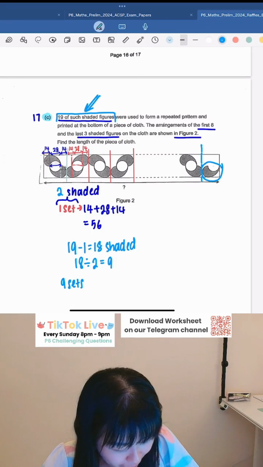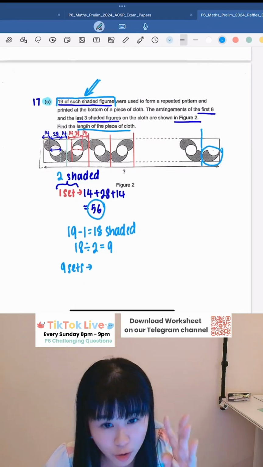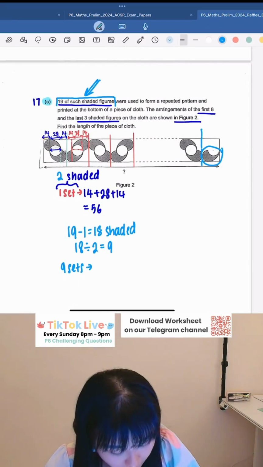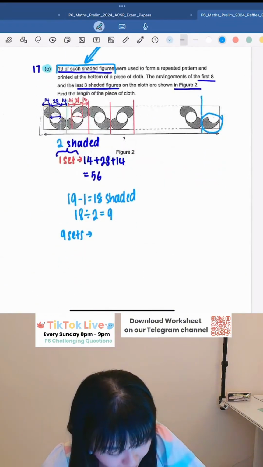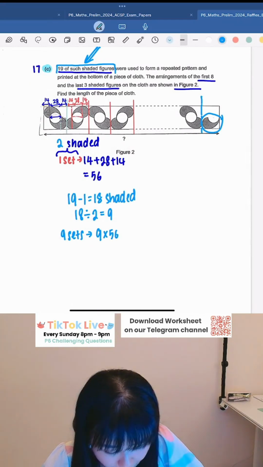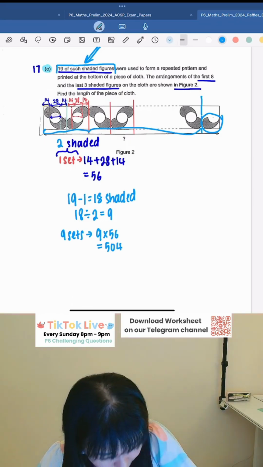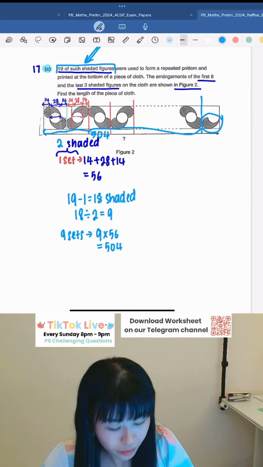So if you have 9 sets, and one set is 56, by the way they want the length, so that's why I'm tackling the length. If one set is 56 cm, I suppose it's cm from the previous one, yes, then 9 sets is 9 times 56 cm, you'll get 504 cm. It means all the way, your length, until the 9th set here, you will get 504 cm.